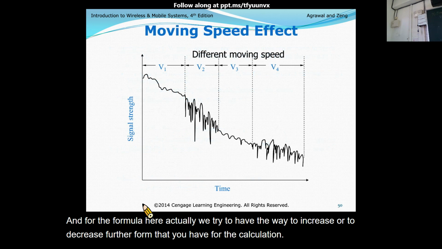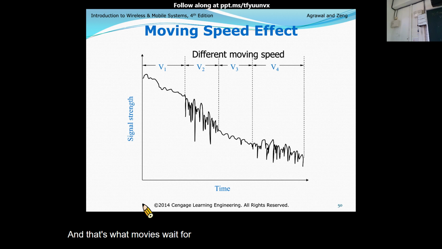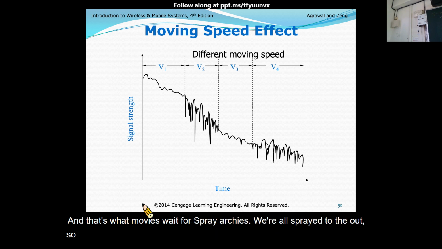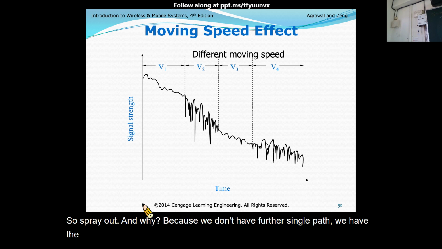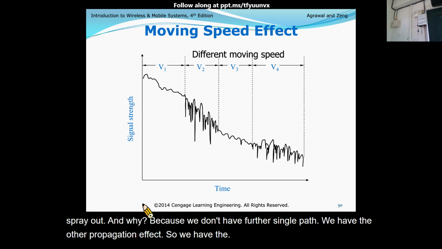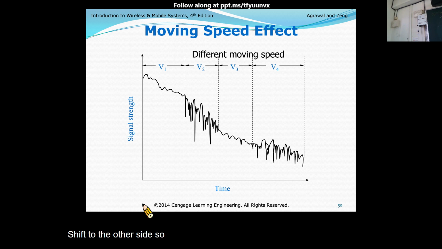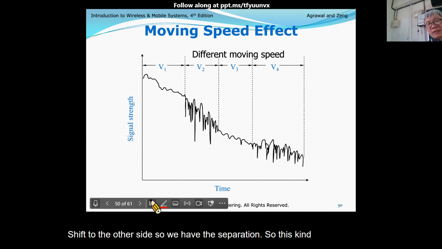And next one, the moving spray effect. Spray, actually, we spray to the outside. So spray out. And why? Because we don't have a single path. We have other propagation effects, so we have the shift to the other side, so we have the separation. This kind of effect we call the moving spread effect.